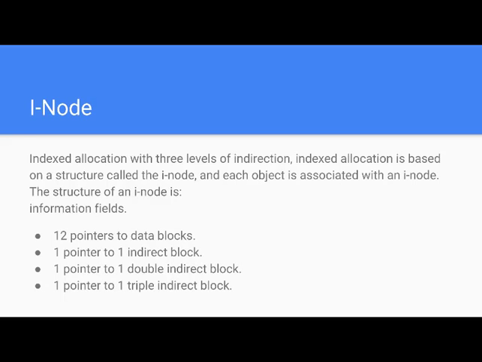Indexed allocation with 3 levels of indirection. Indexed allocation is based on a structure called the inode, and each object is associated with an inode. The structure of an inode is: information fields, 12 pointers to data blocks, 1 pointer to one indirect block, 1 pointer to one double indirect block, 1 pointer to one triple indirect block.